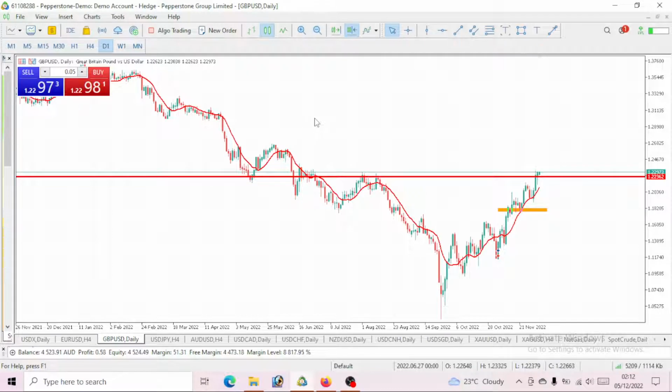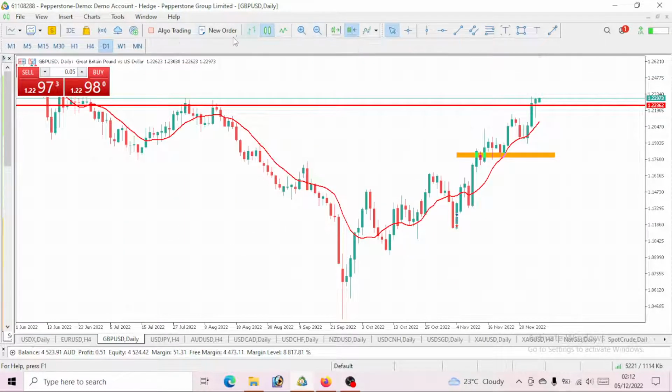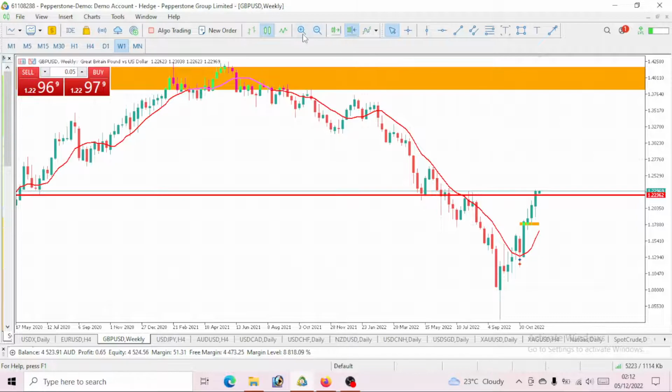Let's take a quick look at our GBP USD for the day, which is for the 5th of December. We will start with the weekly time frame. I'll take a quick analysis on this weekly time frame.